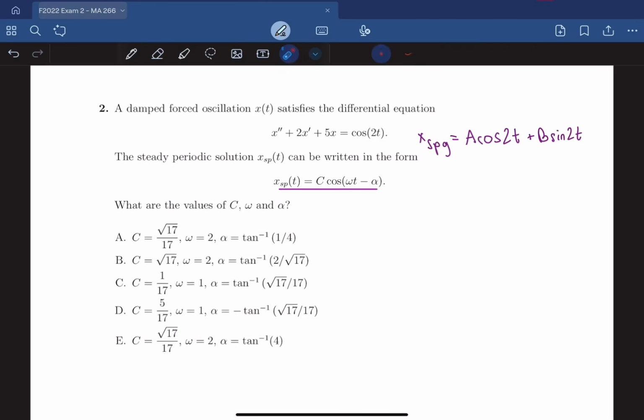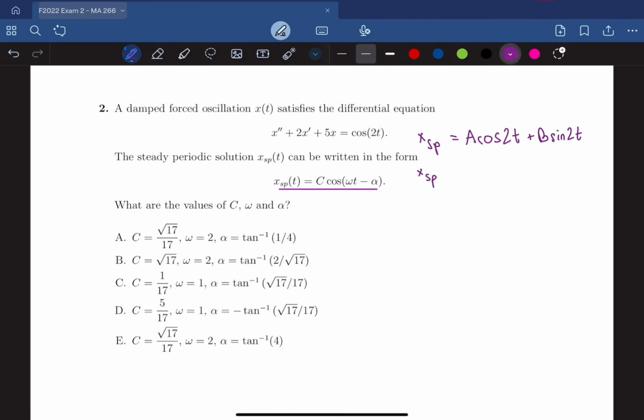And so now that you have your guess and there's no duplicates, you're going to find x prime of sp, and you're going to find x double prime of sp. And then we're basically just going to substitute all of that into this equation, and then we're going to use undetermined coefficients to solve for our a and b, and then we'll go from there. So what that looks like is like this.